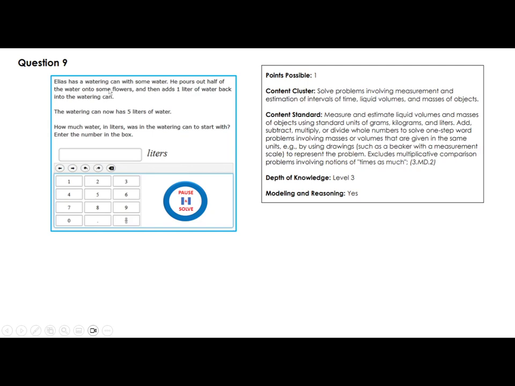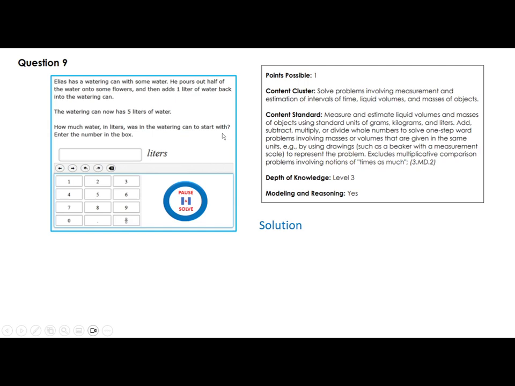Elias has a watering can with some water. He pours out half of the water onto some flowers and then adds 1 liter of water back into the watering can. The watering can now has 5 liters. The question is, how much water, in liters, was in the watering can to start with?